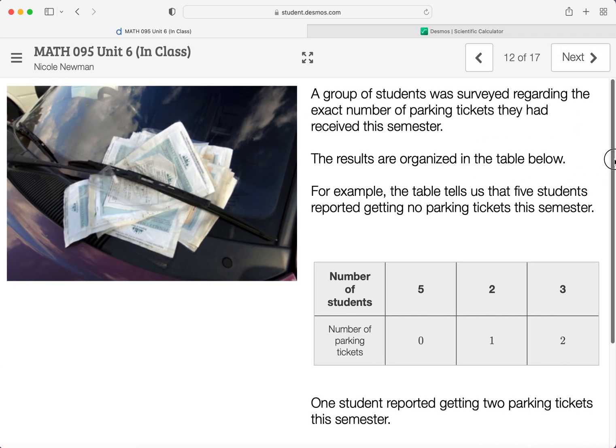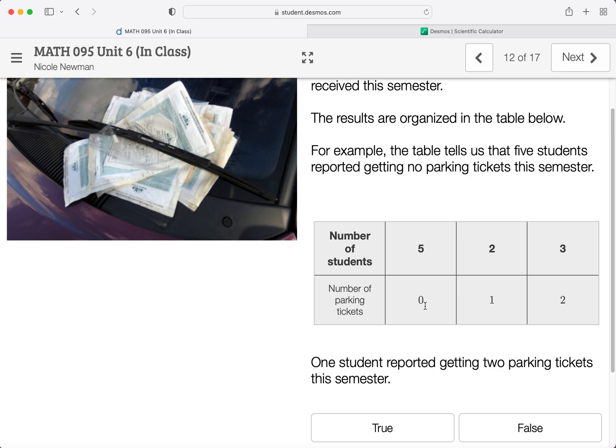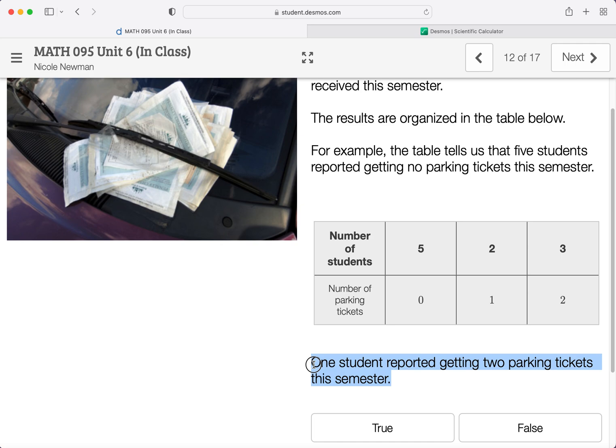We will also work with frequency tables. That's what this thing is. This table tells us that 5 students received 0 parking tickets, 2 students received 1, and 3 students received 2 parking tickets each. You got some true and false going on here. This statement says, oh, so much blue. 1 student reported getting 2 parking tickets this semester. 2 parking tickets, that goes with 3 students.